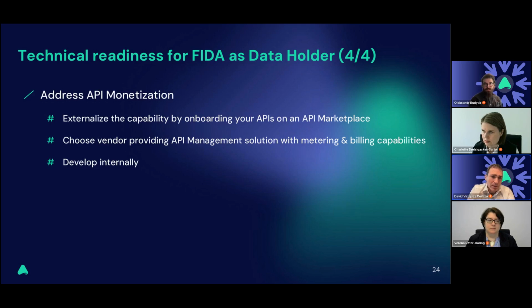Option number two, you have purchased a tool that serves your API management solution and supports metering and billing capabilities. There are different tools out there. We, of course, at Apinity, have our own solution, our white label API marketplace that you can acquire as a SaaS product. And of course, you always have the option to develop this capability internally.